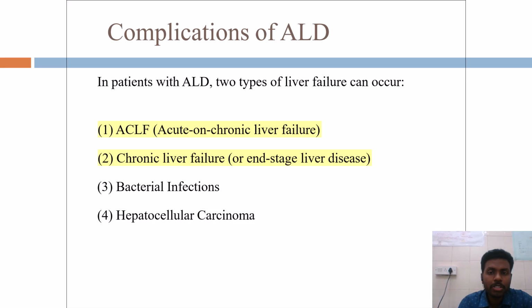The complications of alcoholic liver disease may be of two types: acute and chronic. So acute on chronic liver failure and chronic liver failure. The chronic liver failure is an end-stage liver disease, and along with both these liver failures, bacterial infections and hepatocellular carcinoma can also be complications of alcoholic liver disease.